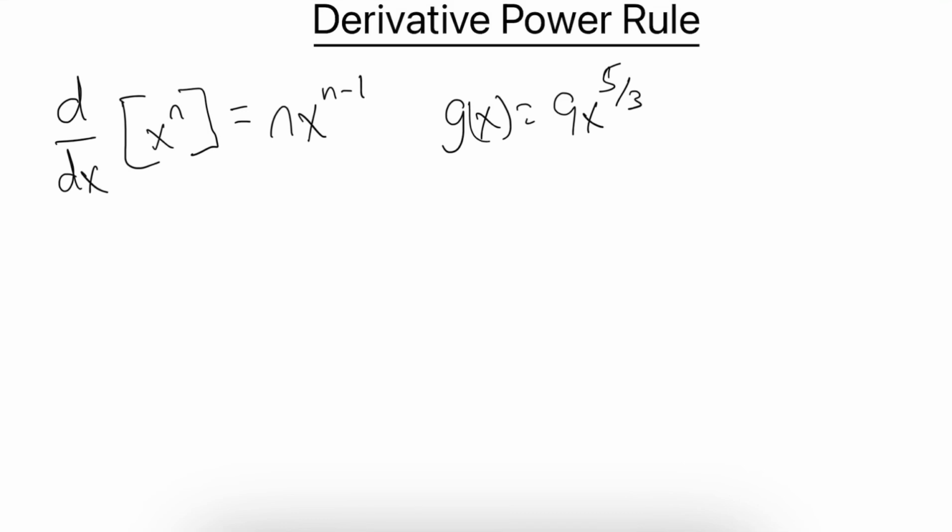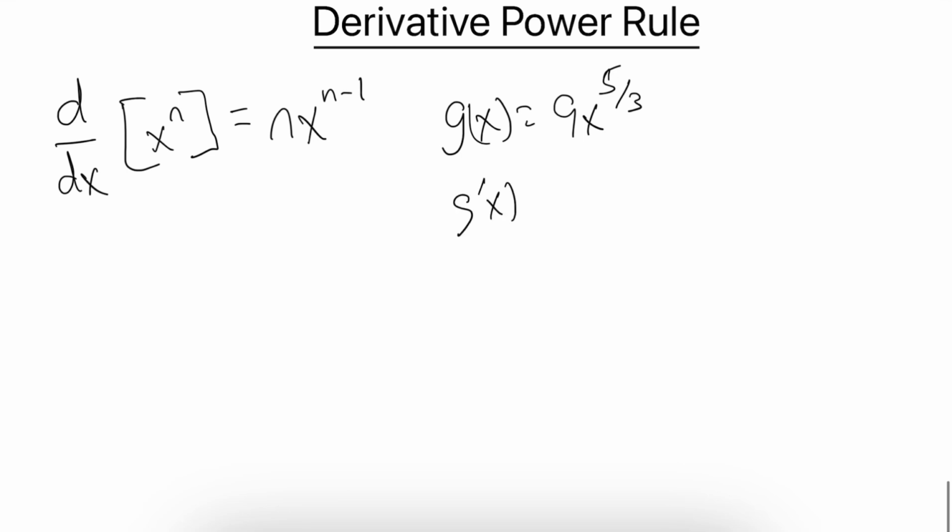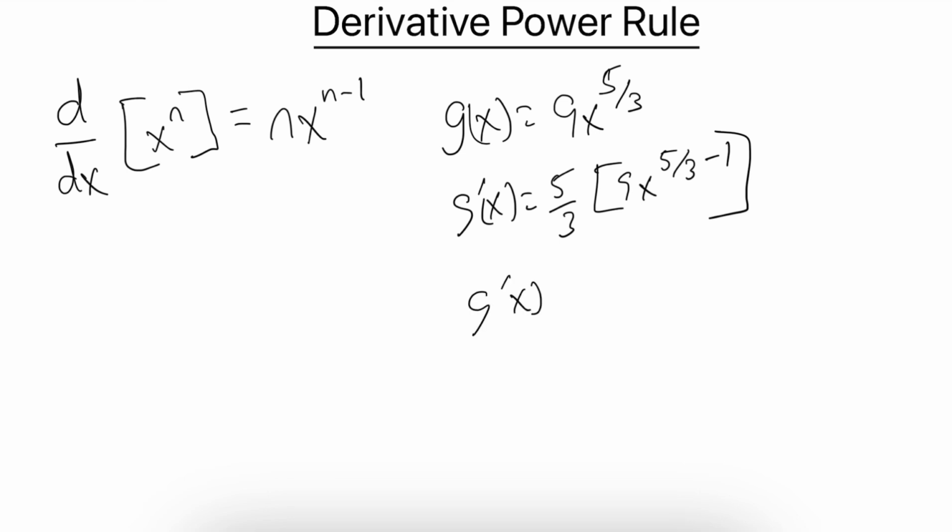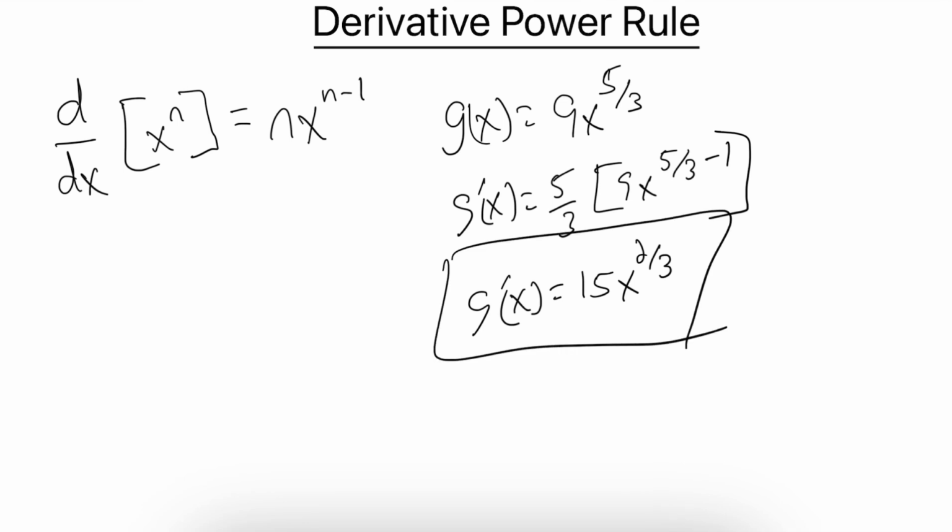Now we have g of x equals 9x raised to the power of 5 over 3. So g prime of x equals 5 over 3 times 9x to the 5 over 3 minus 1. So g prime of x equals 5 times 9 is 45 divided by 3 is 15, x, 5/3 minus 1 is 2 over 3. So 15x raised to the power of 2 over 3 is our final answer.